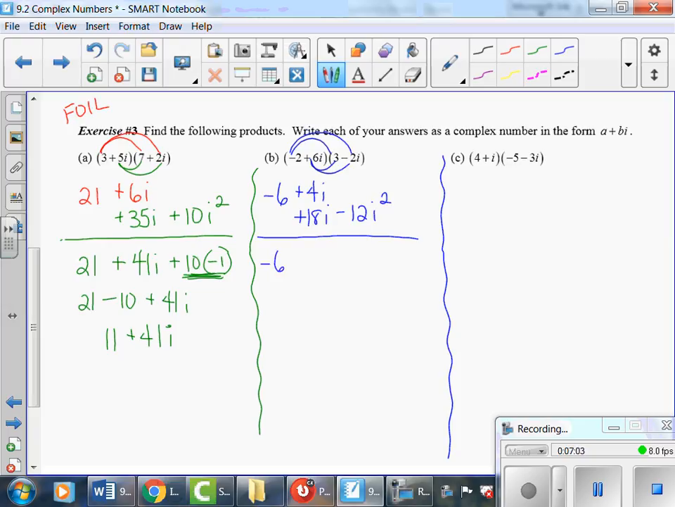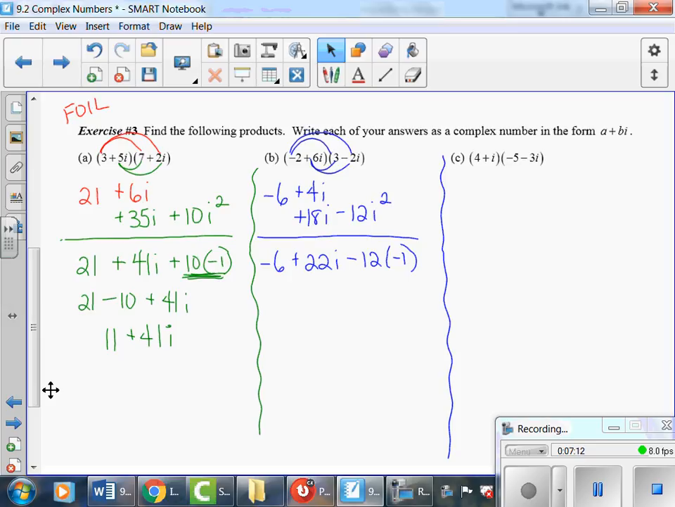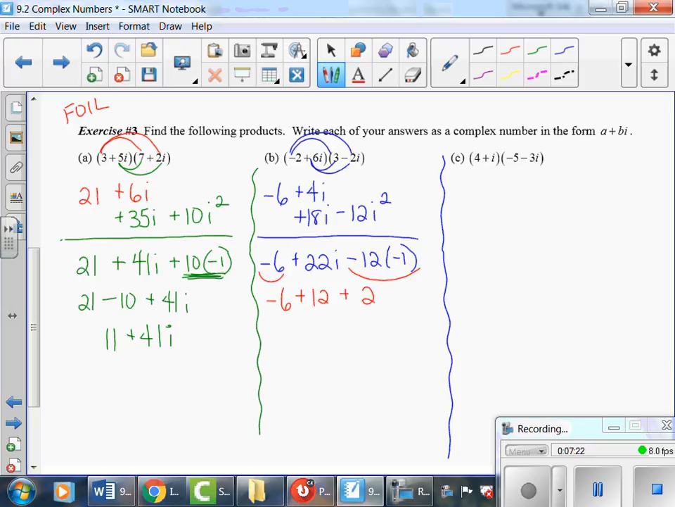So you get negative 6 plus 22i, but this becomes now negative 12 times negative 1. And hopefully you're realizing that this always becomes a real portion that we're going to add to our first part here. So we're going to get negative 6 plus 12 plus 22i. So that's going to be positive 6 plus 22i as our final answer.